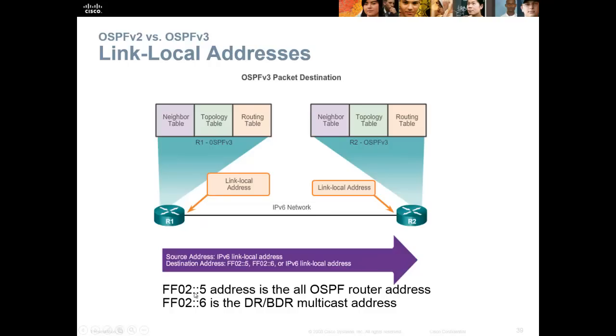So as far as IPv6 multicast addresses go, remember FF02::5 is the address that all OSPF routers listen to for updates and hello messages, and that's their multicast address for messaging. And then the BDR and the DR, remember the designated router and the backup designated router, they listen on FF02::6. So make sure you have those 2 in your notes, especially for the CCNA.